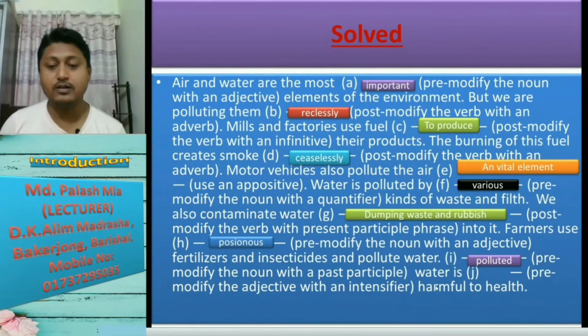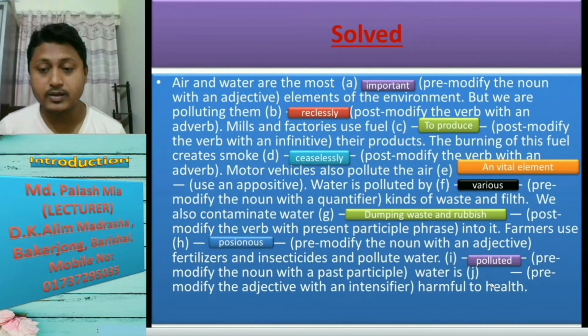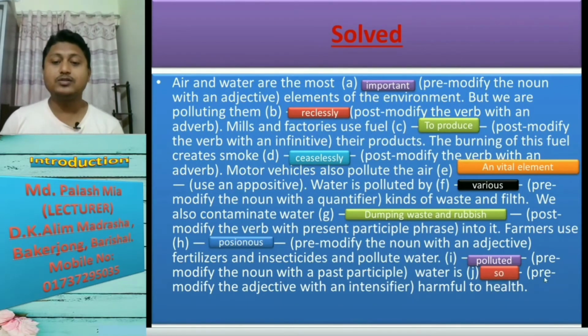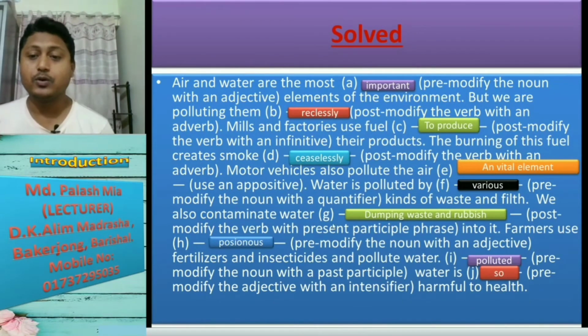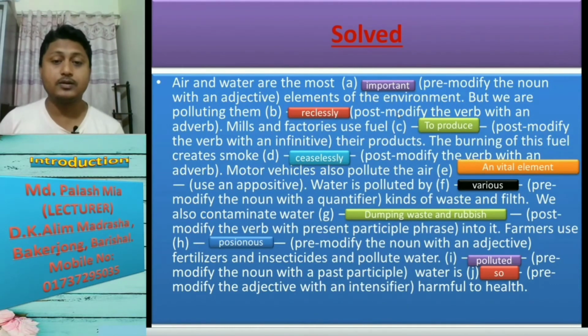Pre-modify an adjective with an intensifier. You know intensifier. So let's see, what is an intensifier? Which intensifier will be here? So what is so harmful to health? Okay, so easily we can finish the two sample questions of modifier.